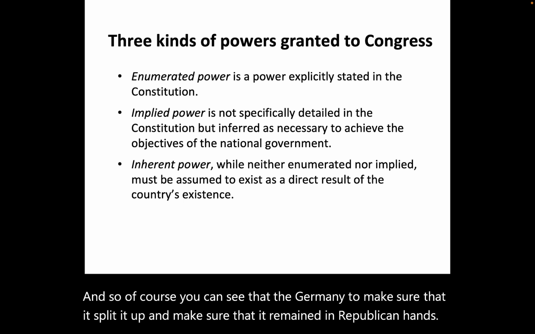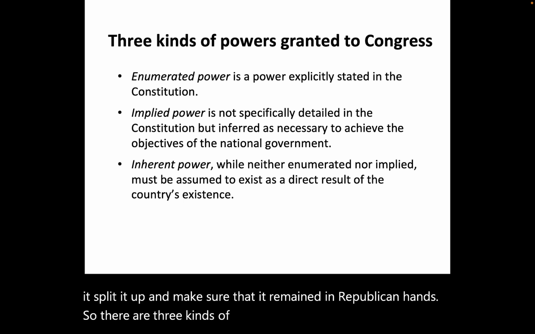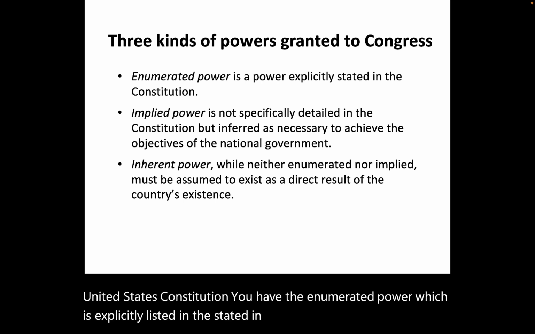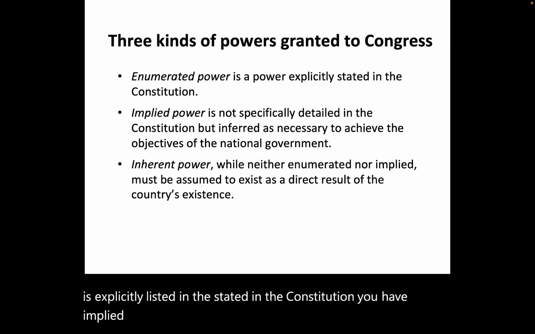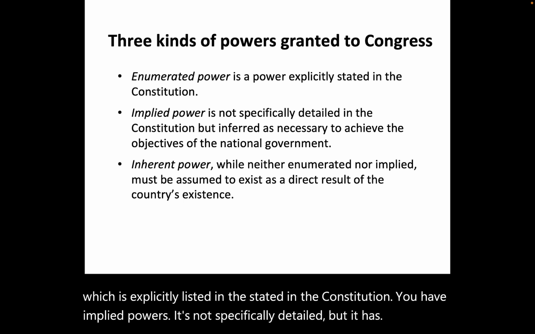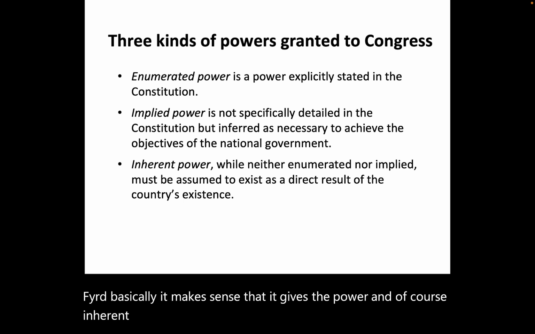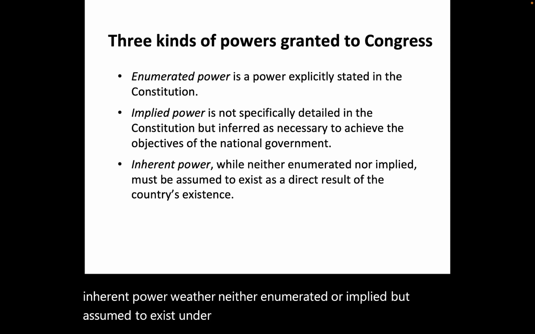So there are three kinds of powers granted to Congress via the United States Constitution. You have the enumerated powers, which are explicitly listed and stated in the Constitution. You have implied powers. It's not specifically detailed, but it is inferred. Basically, it makes sense that it gives the power. And of course, inherent powers, which are neither enumerated nor implied, but assumed to exist under the country's direct existence.